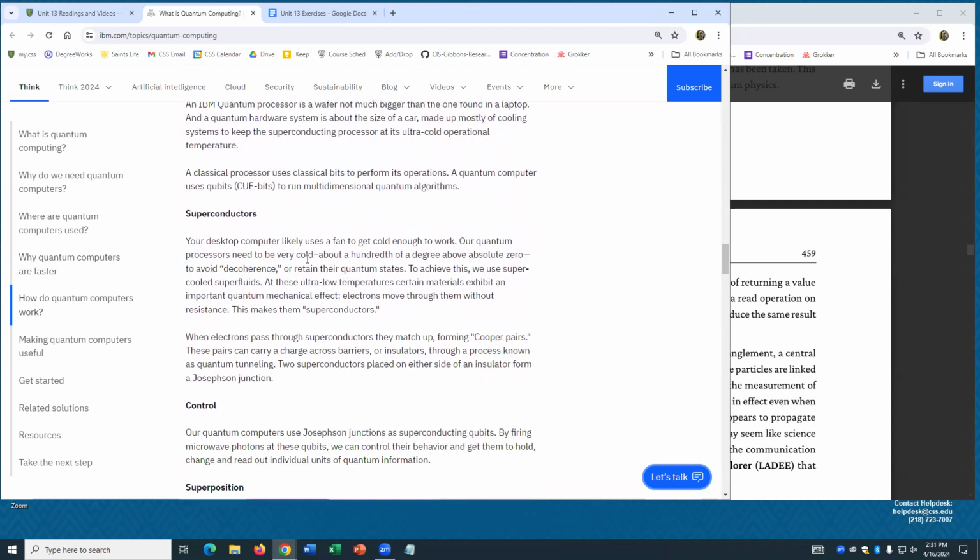So a couple of things we have to be aware of. In order to get any sort of quantum effects currently, we have to keep these things very cold. And again, you're thinking, oh, my computer has to be cold.